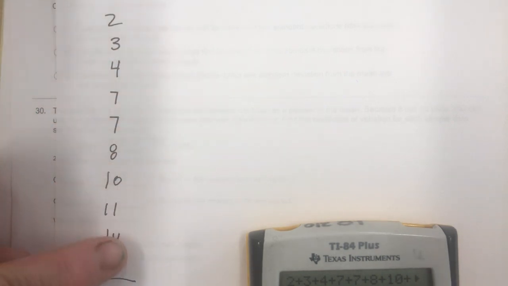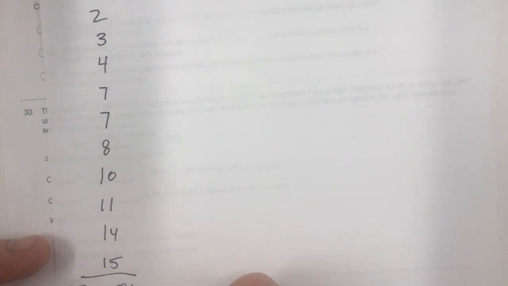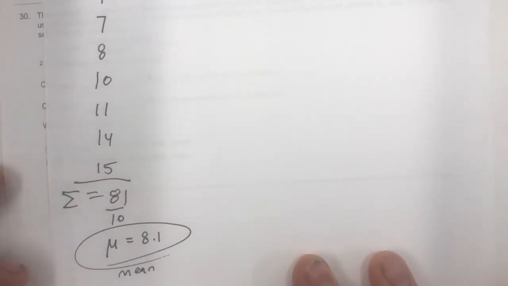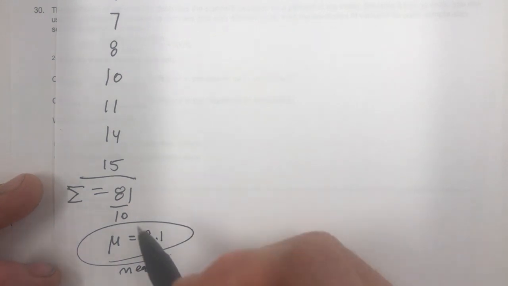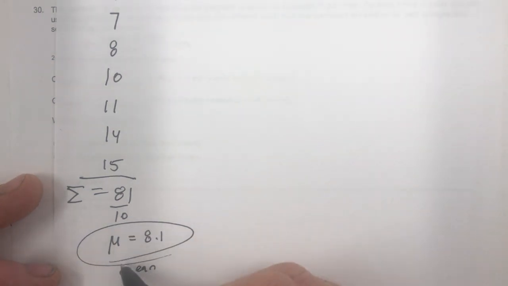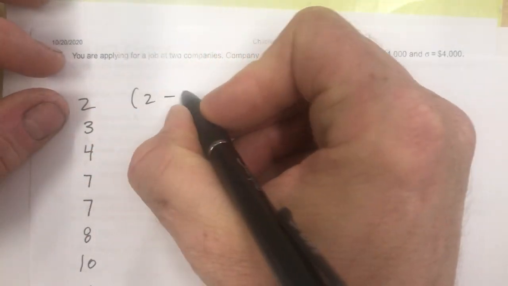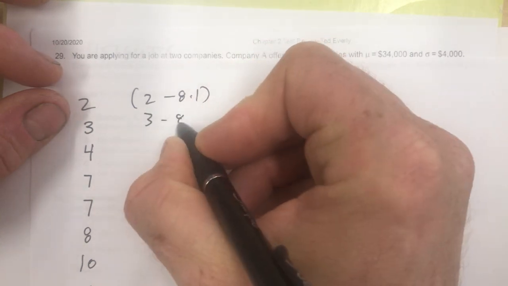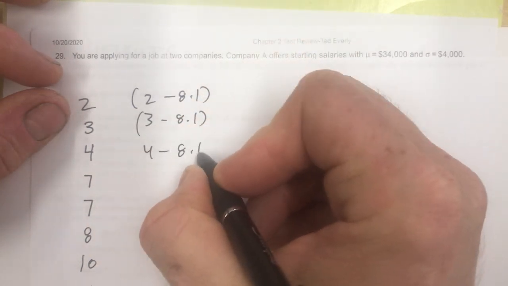2, 4, 6, 8. There's 10 numbers. So I divide this by 10, which means my mean, now back to this here, this is a population. So that means mu, this is my mean, is 81 divided by 10, 8.1. There's my mean. Now what I do is I got to take each one of these, 2 minus 8.1, 3 minus 8.1, 4 minus 8.1, and I got to square those.